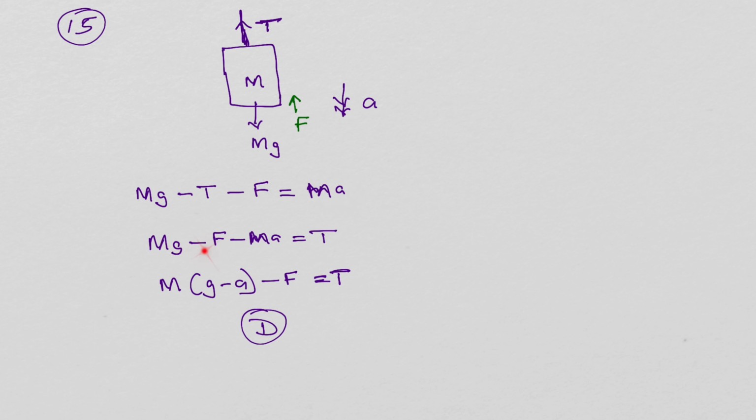Therefore, mg minus F minus ma equals T, because we want to make T the subject. Now, the common factor is m. So that would be (g minus a) in brackets times m, minus F. And that's what T is. And the answer is D.